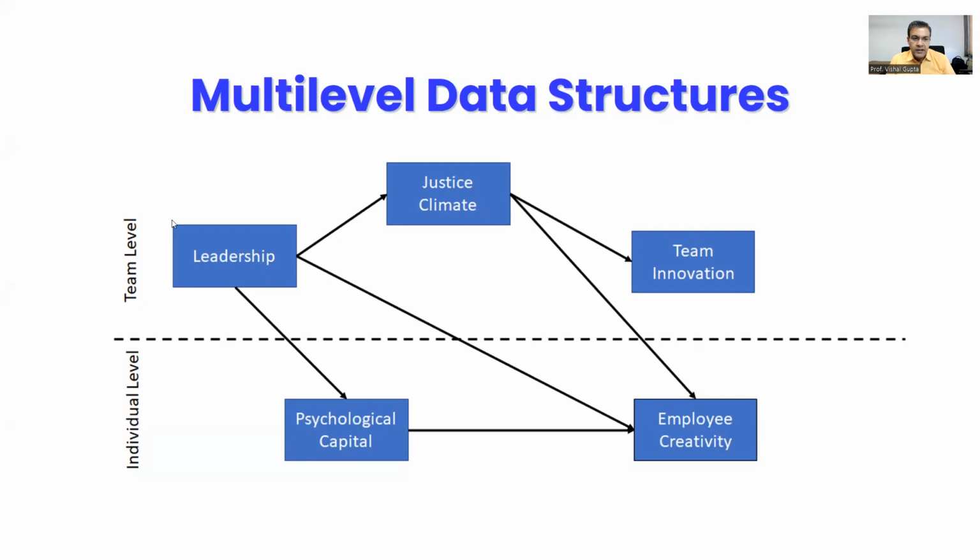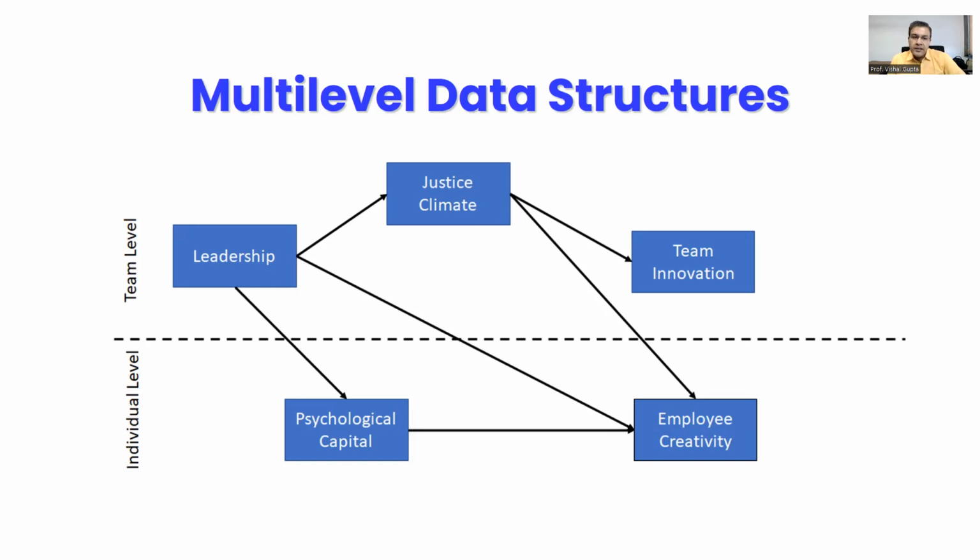So if you see this relationship, team level leadership to team level justice climate to team level innovation, this is all at level 2, which is the team level. And I can say psychological capital and employee creativity are at a lower level, which is the employee level, and this is called L1 or individual level, and L2 is the team level.